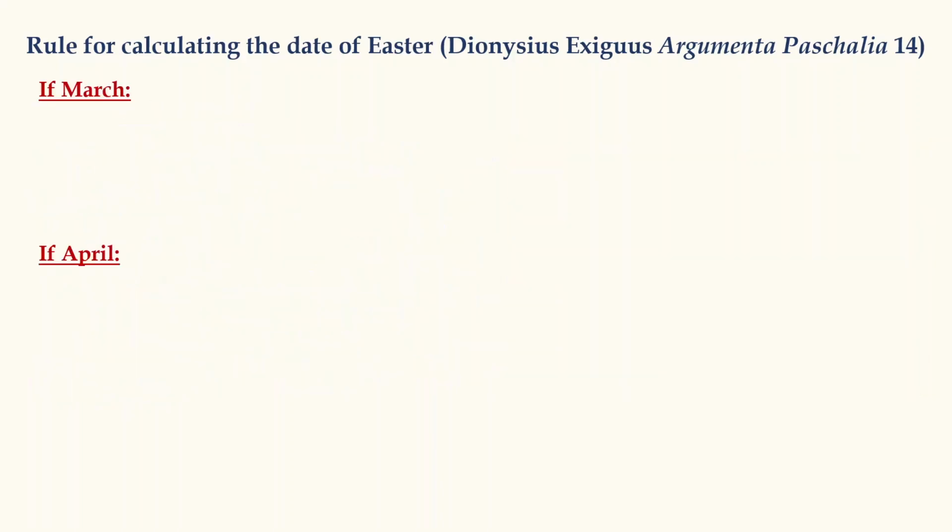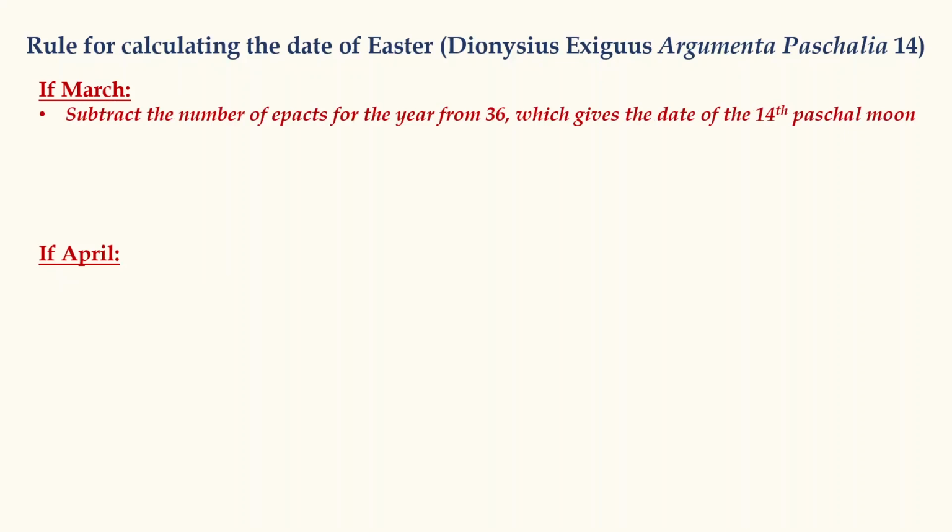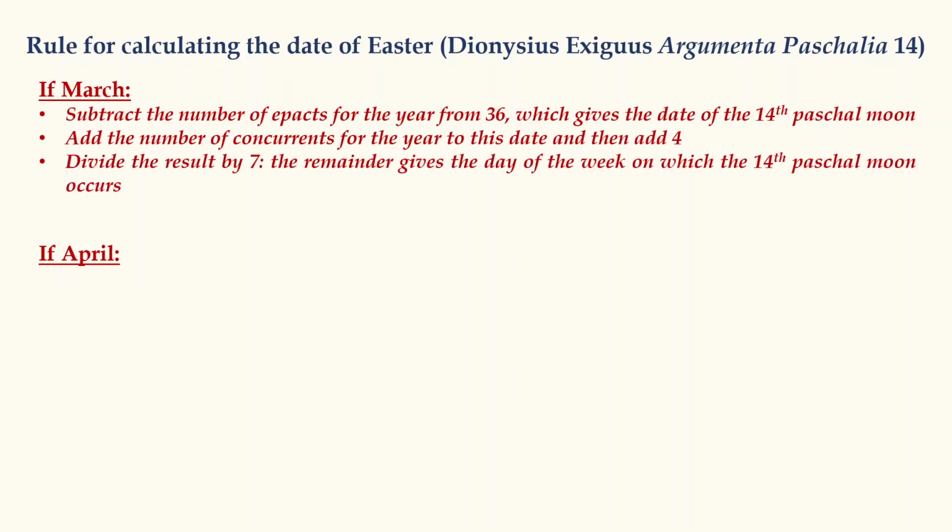Let's start by extracting the useful information from these last two bits of text. If the 14th Paschal moon falls in March, we have to subtract the number of epacts from 36, which gives the date of the 14th Paschal moon. Don't worry, I know we don't know what epacts are yet, but we're getting there. Next, we add the number of concurrents to this date, and then add 4. Again, we don't know what concurrents are yet, but we will do. Finally, we divide the result of this addition by 7, and the remainder gives us the day of the week on which the 14th Paschal moon falls.